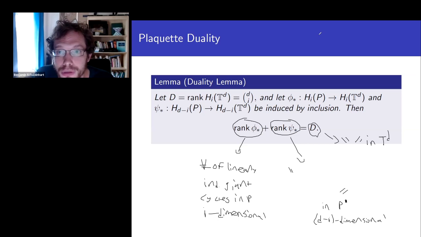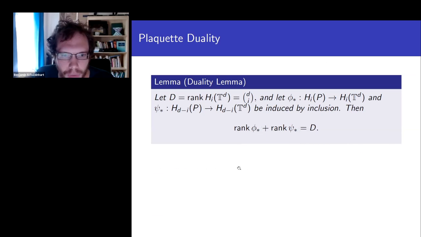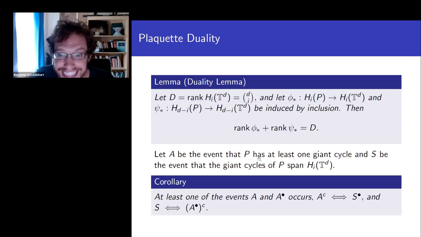In particular, we have two special cases of interest, which is A is the event that P has at least one giant cycle. So this is the case that the rank of phi star is greater than 0. And S is the event that we have a basis of giant cycles, that is the rank of phi star equals D. And then as a corollary to the duality lemma, we get that at least one of the events A and A bullet occur, where A bullet is the corresponding event for the dual system. Because the rank of one of them has to be greater than 0 if they add up to D, which is greater than 0.